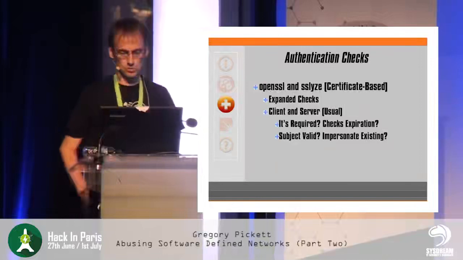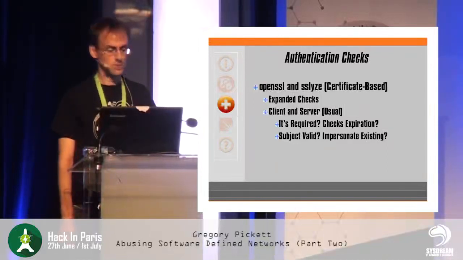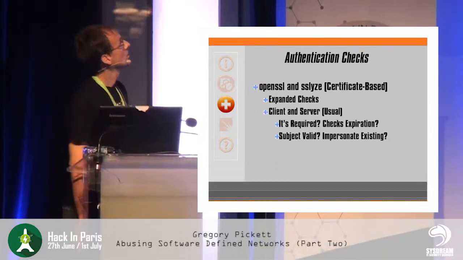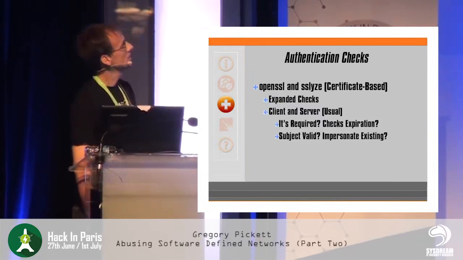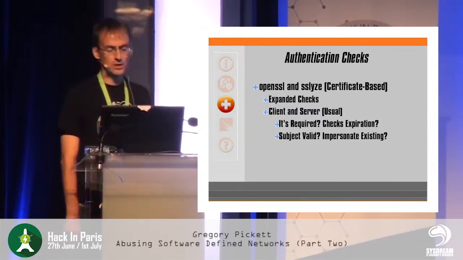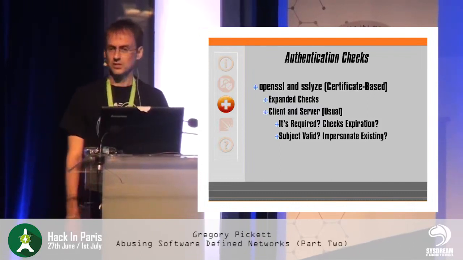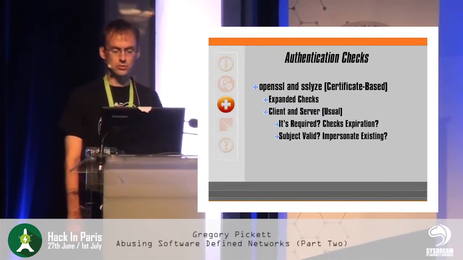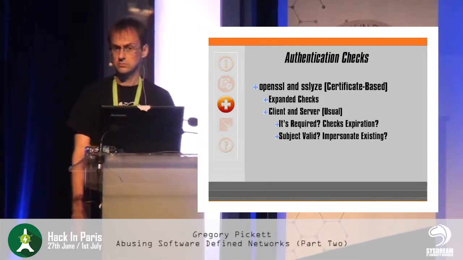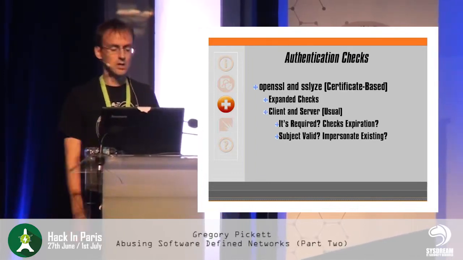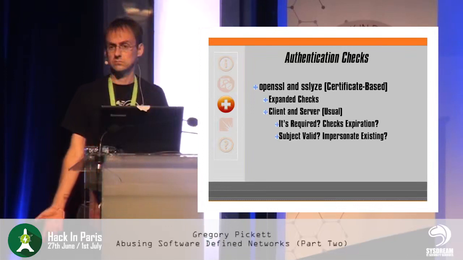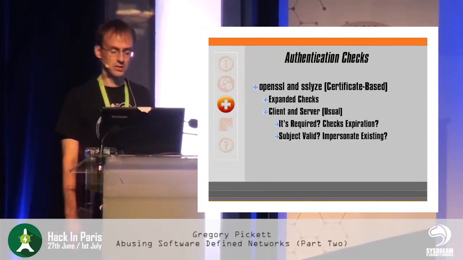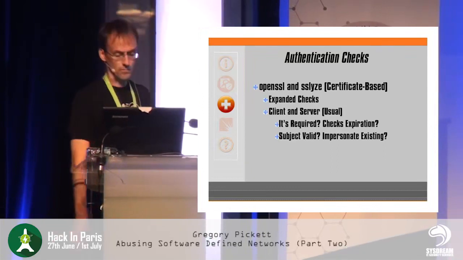All right, authentication checks. When you're dealing with certificate-based authentication, OpenSSL and SSLIs. Call it expanded checks because there's a whole lot more involved. Making sure, of course, that as a client, you're required to have a certificate. Right? You use OpenSSL to generate your certificates and then hand them to SSLIs to utilize. Make sure that the controller is checking for the expiration. Right? Generate certificates that expired. Make sure that it is checking the subject to make sure it's valid. See if you can't impersonate someone else, impersonate another system that has a relationship. Make sure that it is checking for impersonation.